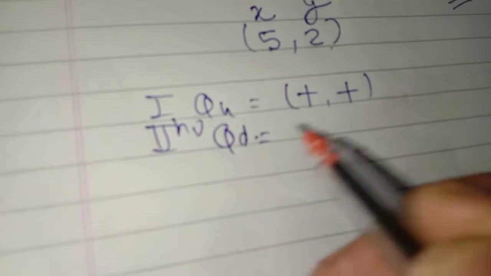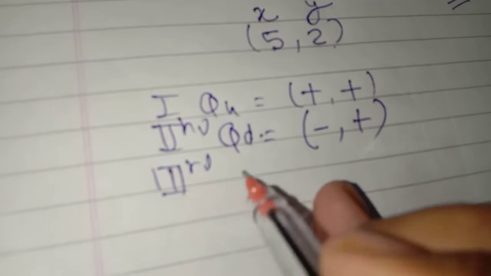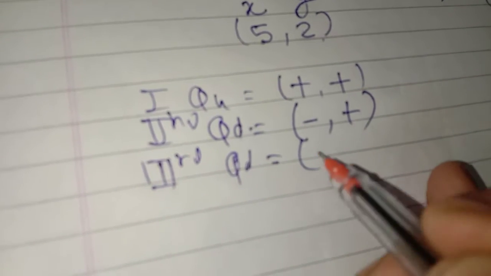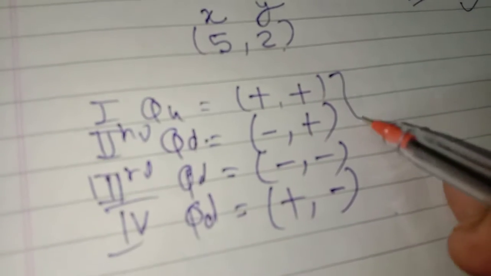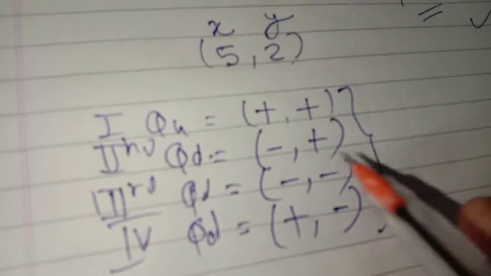If we are going for the second quadrant, x is negative, y is positive. For the third quadrant, both are negative. And for the fourth one, x is positive and y is negative. So try to remember it along with the plane.